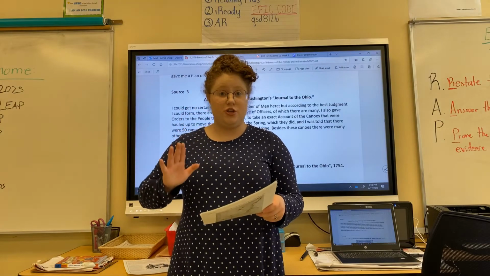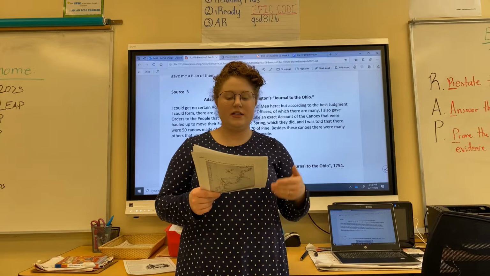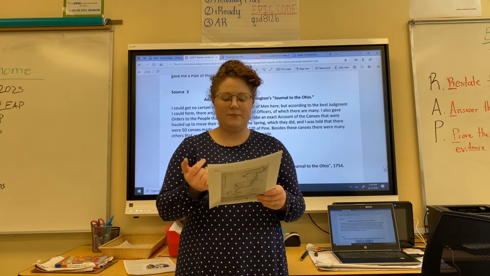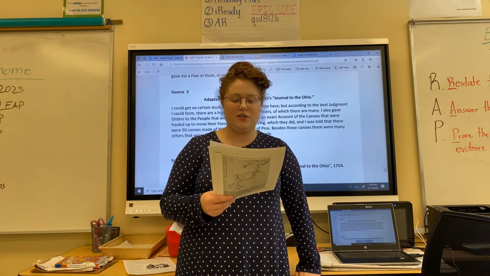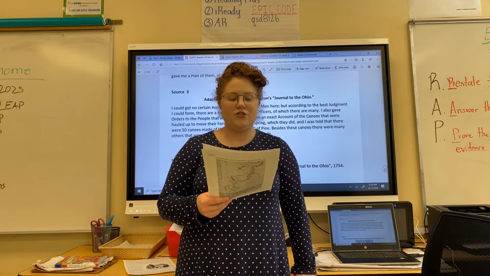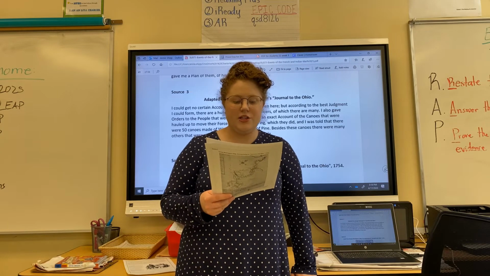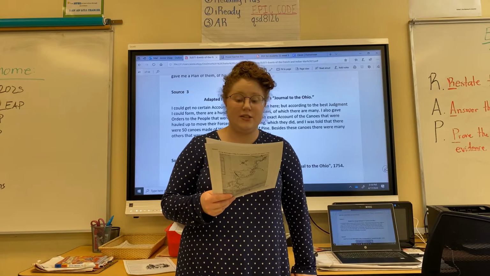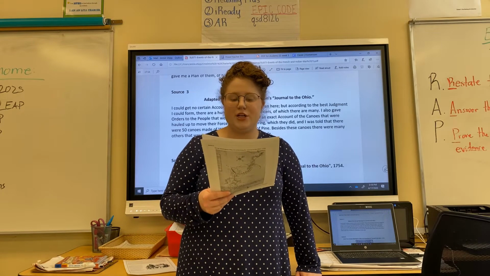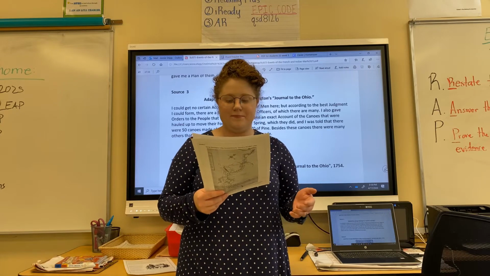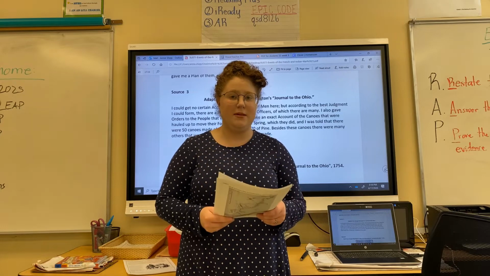Source three is another part of George Washington's journal. This is what he wrote. "I could get no certain account of the number of men here, but according to the best judgment I could form, there are 100 exclusive of officers, of which there are many. I also gave orders to the people that were with me to take an exact account of the canoes that were hauled up to move the forces down the spring, which they did. And I also told them there were 50 canoes made of witch bark and 170 of pine. Besides these canoes, there were many others that were carved out in readiness to be made."